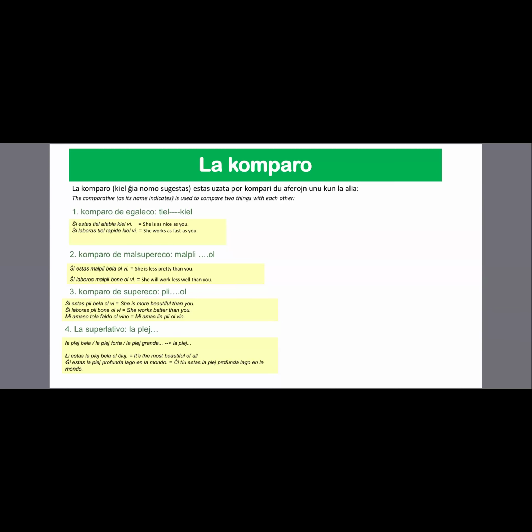We also go there and try to take some examples so that maybe we understand. If you are telling someone you are equal with this person, this is comparison. But if someone is more than you, it means this is a superiority. If you are under him, this is inferiority. With the inferiority, I can use malpli, and the superiority, I can use pli, and the most I can use la plej.